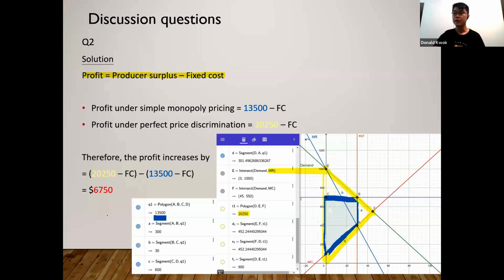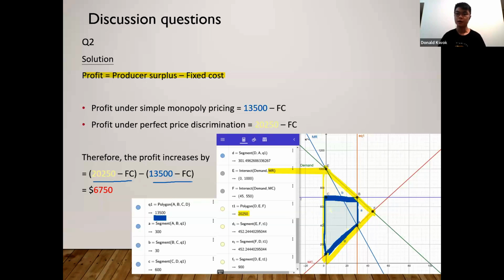To find out the increase in profit, it will simply be the profit under perfect price discrimination minus the profit under simple monopoly pricing. And as you can see, the fixed costs would cancel out each other, and we can find the increase in profit by 6,750.